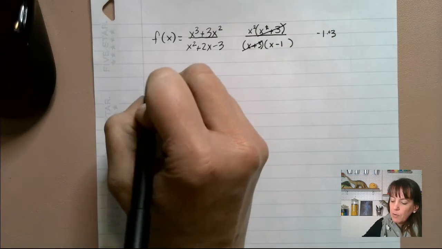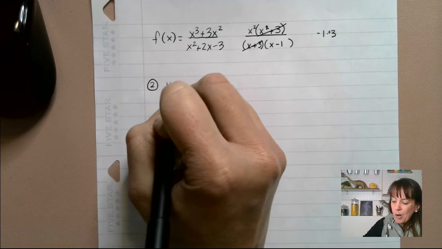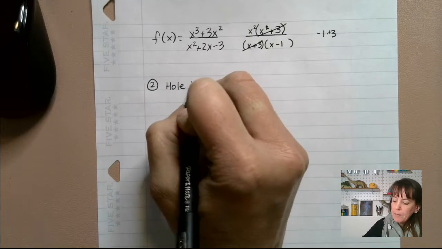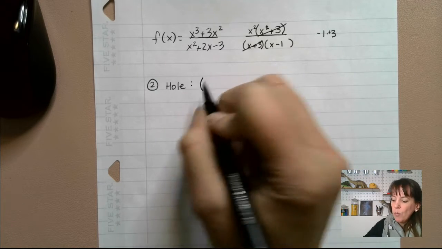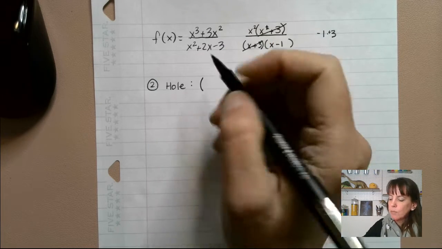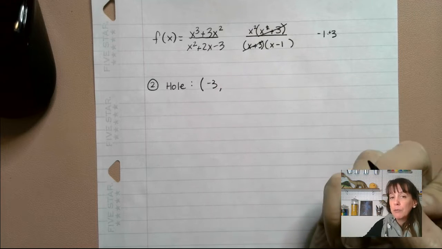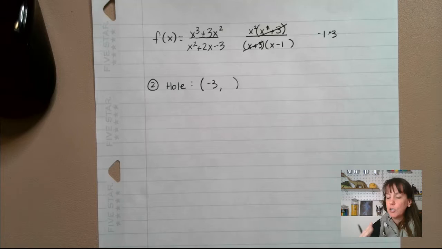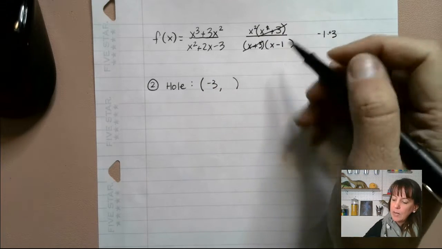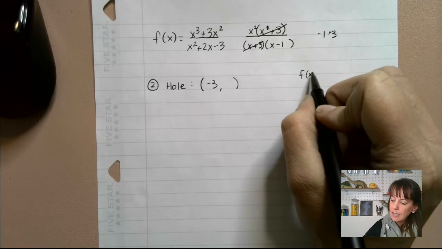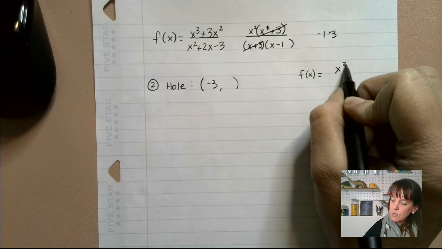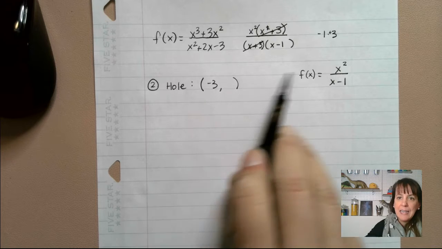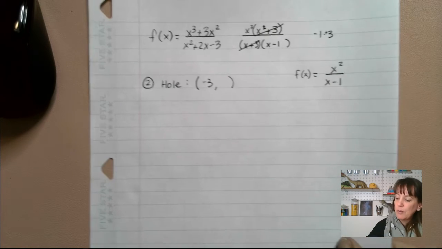This is the second step. We found a hole, and our hole is that we have canceled out x plus 3. What that means is we need to write down what would make x plus 3 equal 0. -3. That's the first part of our hole. To find the second part, we now have to enter it into our new function, because once we've canceled these out, we now have a new function. f of x equals x squared over x minus 1. So what we're going to do is plug that -3 into this new function here.